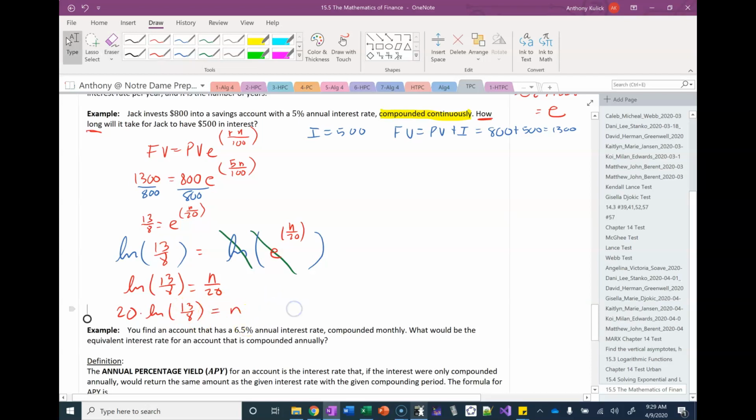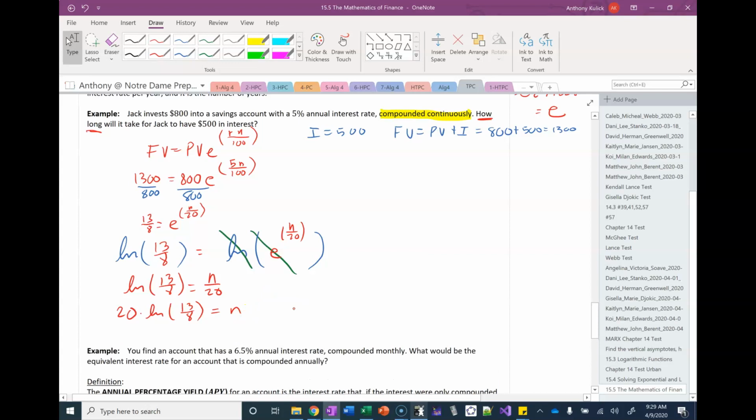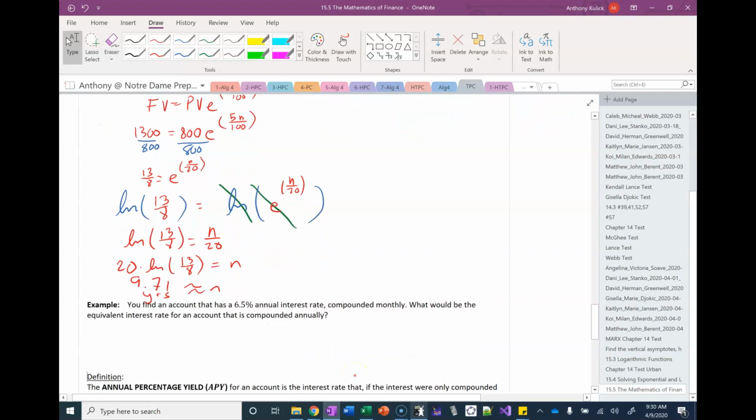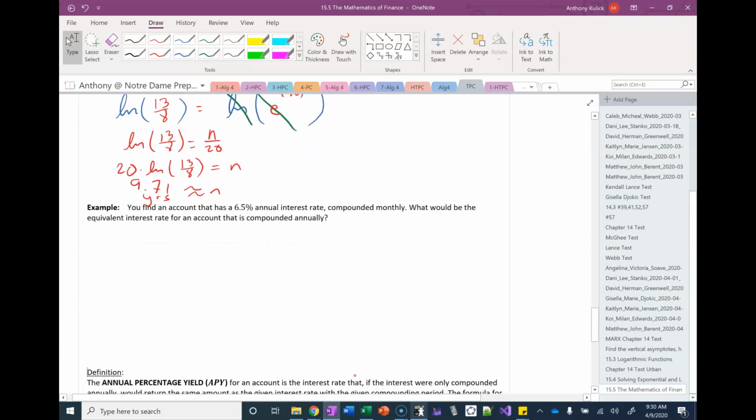And when we go to our calculator and type this in, we have about 9.71 years. Okay. Let's do one more and then move on to the next stuff.